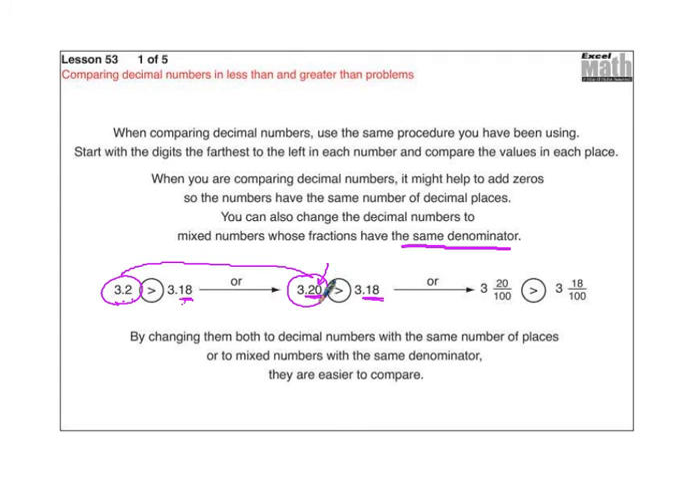We just put the 0 on there for free, and so we've got a decimal point, 2 digits, decimal point, 2 digits. Now it's a little bit easier to compare these to each other because 18 and 20, 20 is obviously the bigger number. 3.20, 3.18, which means that the 3.20 is larger than the 3.18. This is doing it as mixed numbers. You can take a look at that, but we're going to move on. It says by changing them both to decimal numbers with the same number of places or to mixed numbers with the same denominator, they are easier to compare.